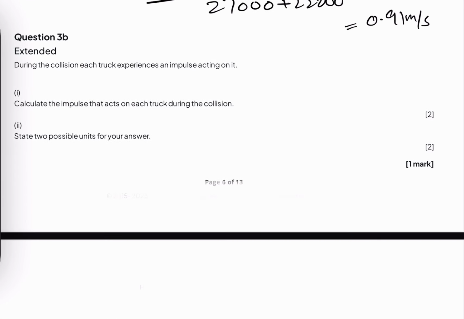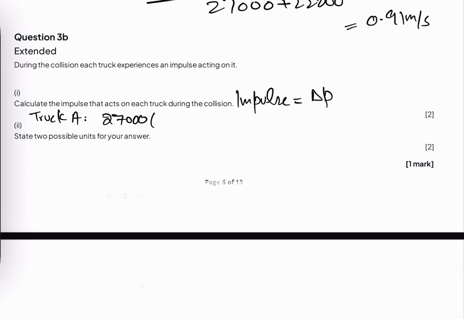Okay, in question 3b, during the collision each truck experiences an impulse acting on it. Calculate the impulse that acts on the truck during the collision. Okay, we have to find the impulse. So impulse is equal to change in momentum. So for truck A, 27,000 was its mass, and initial velocity was 3.6. Okay, impulse is basically final velocity minus initial velocity, the change in momentum.